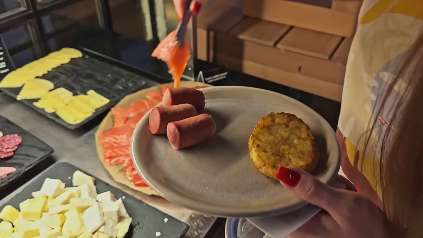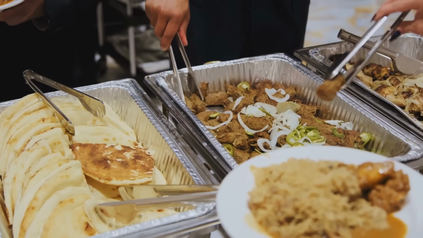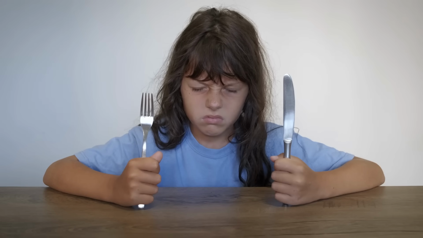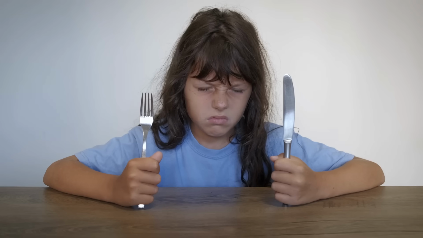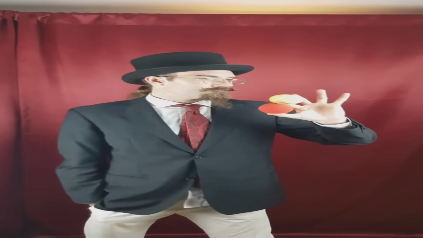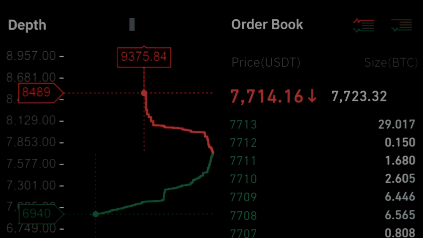Moving on to market depth charts, the buffet line of orders. Think of market depth charts as a buffet line. The buy wall is a crowd of hungry buyers piling up their plates at lower prices, while the sell wall is the chefs ready to serve at higher prices. The middle ground is where the magic happens, the current market price where buyers and sellers agree on the tastiest deal.